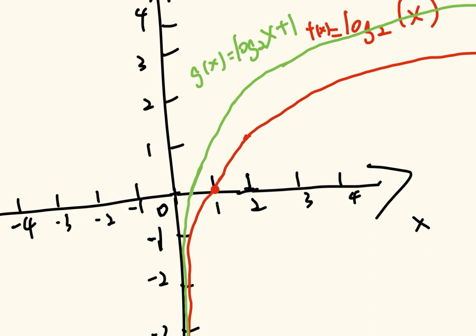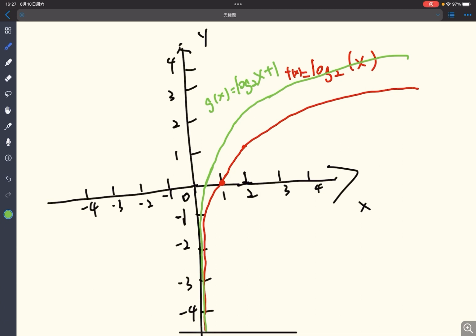Now let's apply a vertical translation by replacing y with y plus 1. The resulting function is g(x) equals log base 2 of x plus 1. The graph of g(x) will be shown in green. As you can see, the graph of g(x) equals log base 2 of x plus 1 is shifted 1 unit upward compared to f(x) equals log base 2 of x.